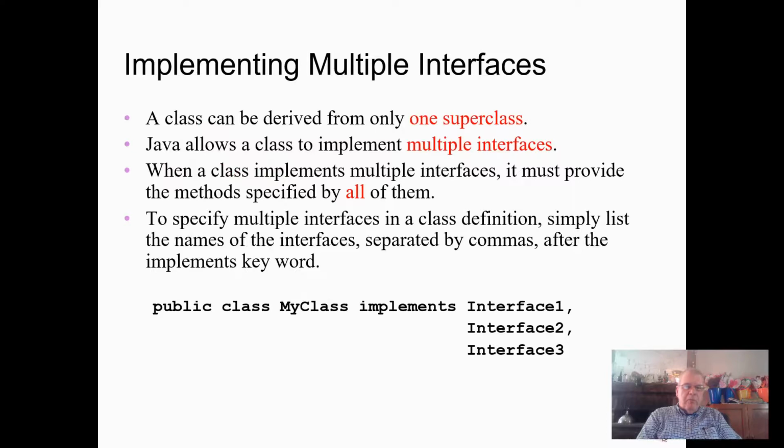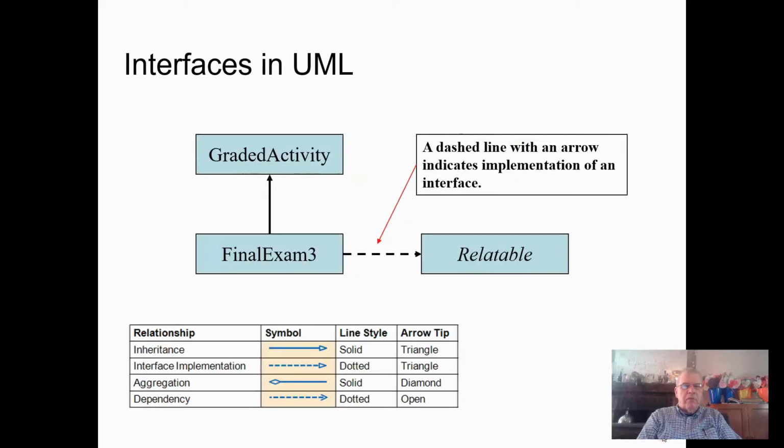You can implement multiple interfaces. You can only have one superclass in Java. There's no multiple inheritance. There's only single inheritance. But you can have multiple interfaces. So the UML symbol for an interface is a dotted line with a closed arrowhead. The second one down here is an example of it.